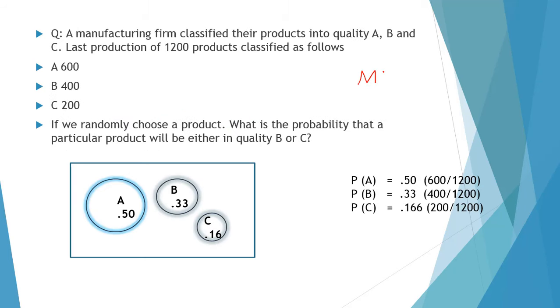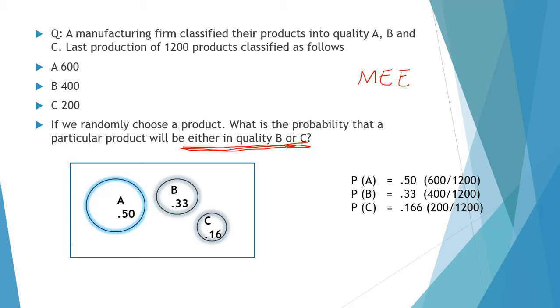Probability of mutually exclusive events. A manufacturing firm classified their products into quality A, B and C. Last production of 1200 products was classified as follows. If we randomly choose a product, what is the probability that a particular product will be either in quality B or C? Do you remember this terminology from the previous lecture? Either in quality B or C.